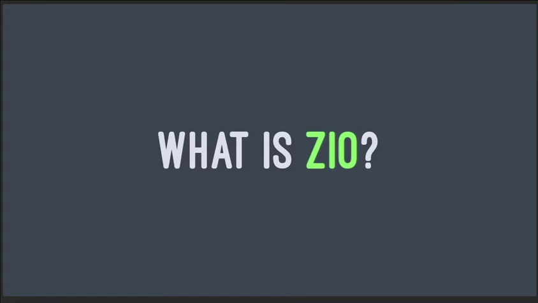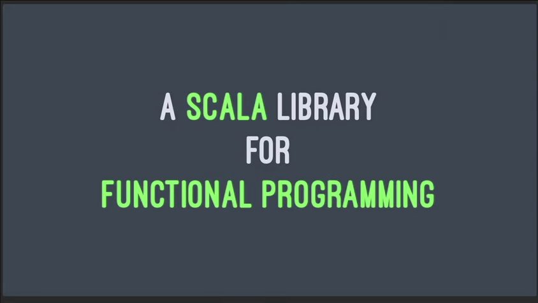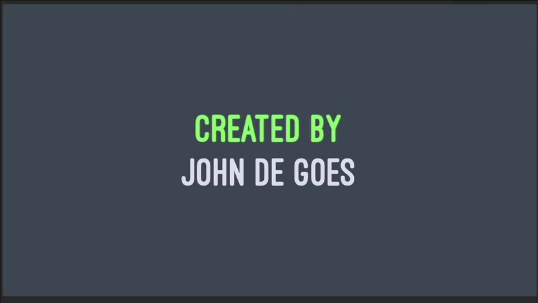To answer the question, what is ZIO, I'm going to take you on a quick tour, and I'm going to do this fast, so fasten your seatbelt. ZIO is a Scala library for functional programming. It was created by John DeGoes.